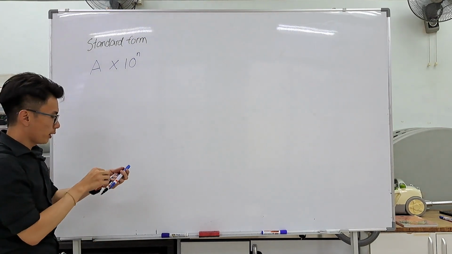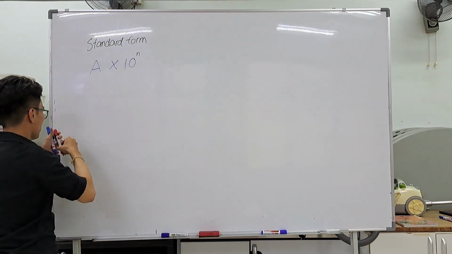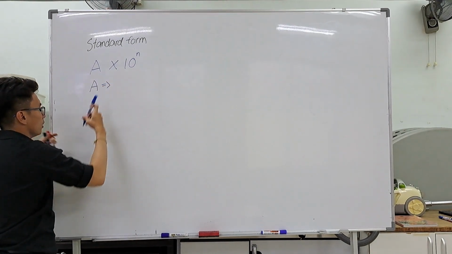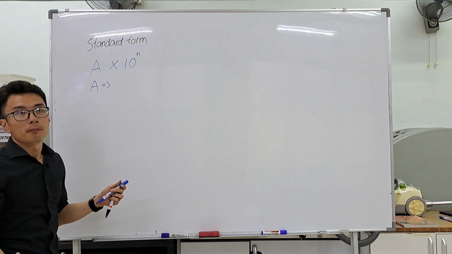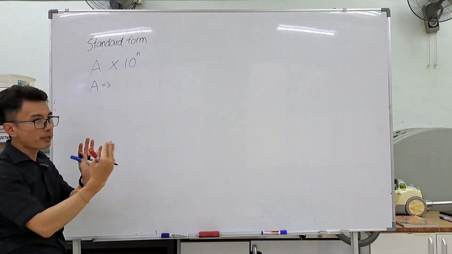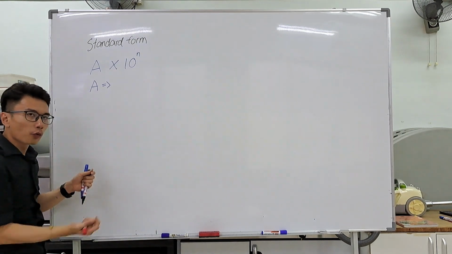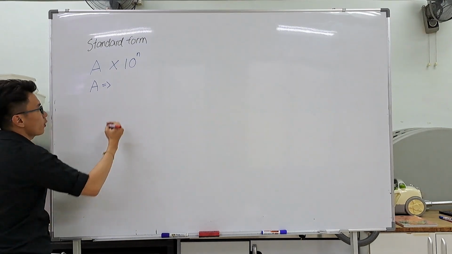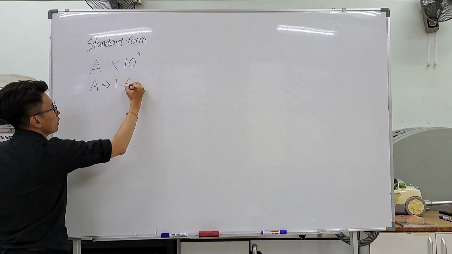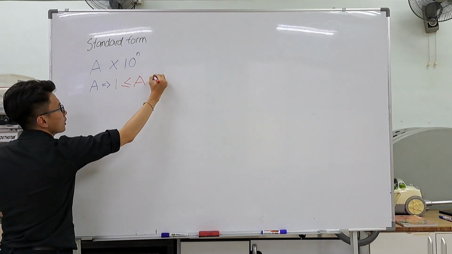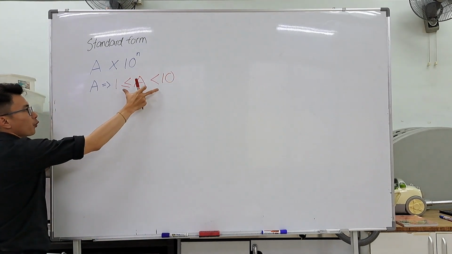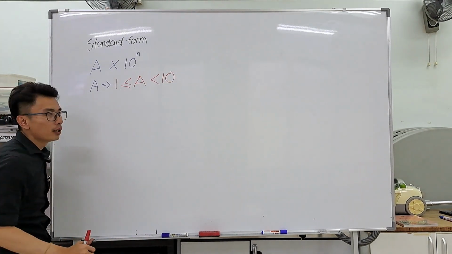Now, what's A over here? A stands for a number, and it has a specific range of how big A can be. So what's the range of A? Let me write down the range first. So that is the range of what A can be.